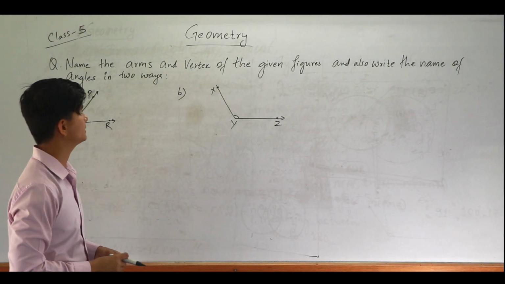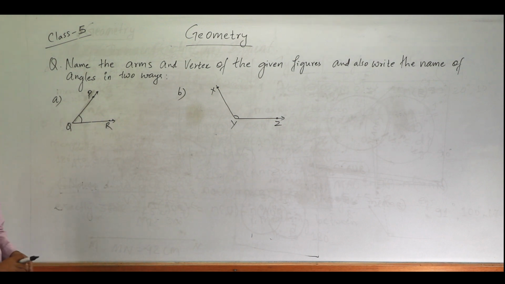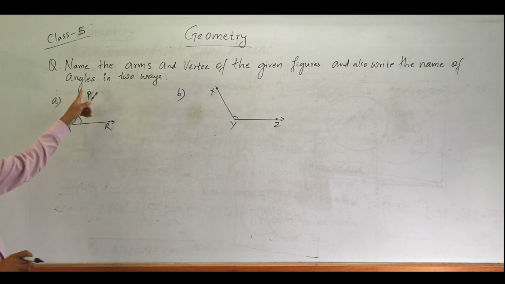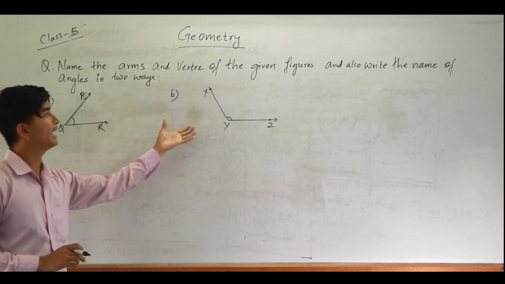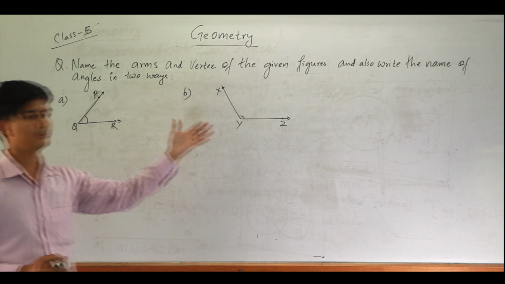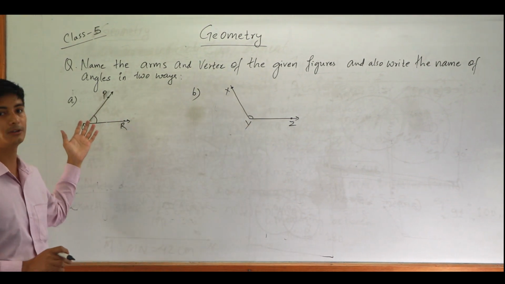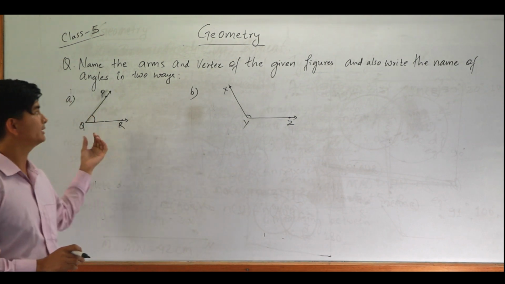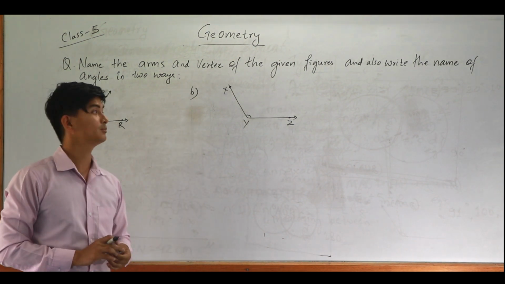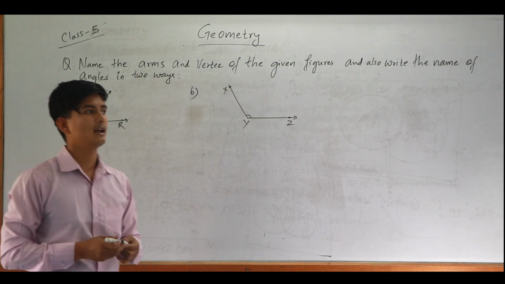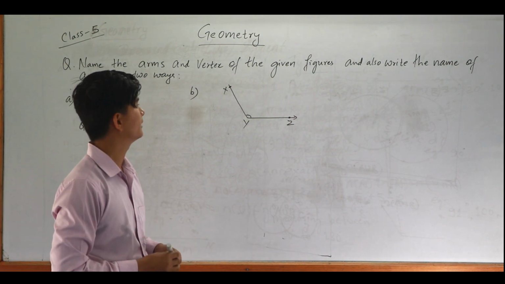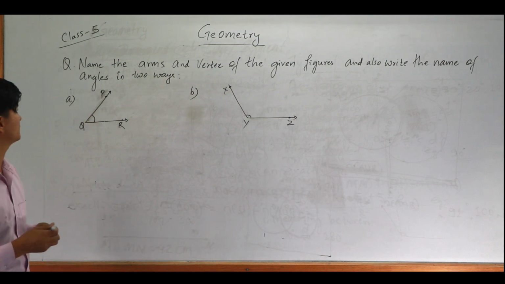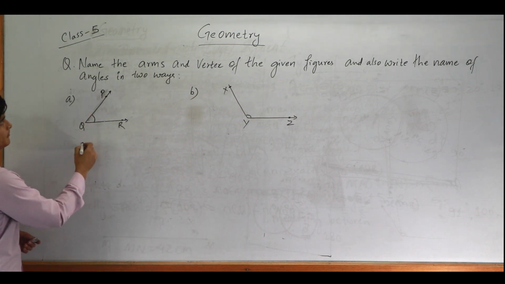Okay, I have got this question for you. Name the arms and vertex of the given figure and also write the names of the angle in 2 ways. Okay, I have already taught you before also how to write the vertex, how to write the arms, how to write the names in 2 ways. Okay, so these are the 2 questions for you. You have to pause the video and just practice in your copy and check your answer whether it is correct or not. Okay, so let's do it first.